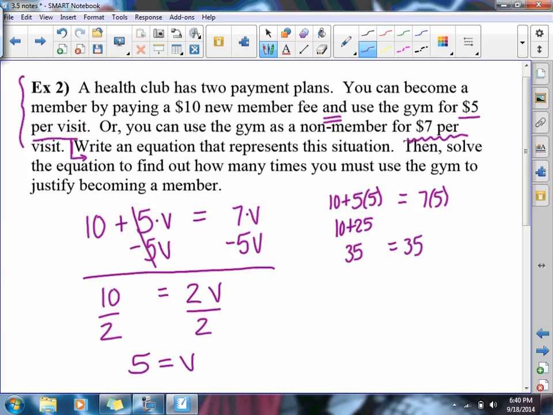Okay, and we can test that out. Let me switch colors here. We've got 10 plus 5 times 6. Let's just see what that does. Equals 7 times 6. Okay, so 5 times 6, that's 30. Plus 10, that's 40. But 7 times 6, that's 42. So look at that. Once you go to that 6th visit, then becoming a member is cheaper than if you just go as a non-member.